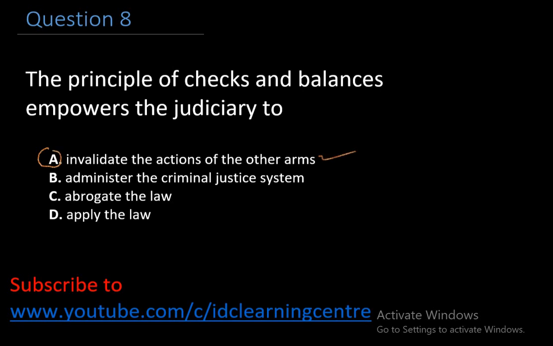The principle of checks and balances empowers the judiciary to invalidate the actions of the other arms. For instance, the judges who can try government officials can as well declare a legislation ultra vires. Yeah. So let's take question 9.